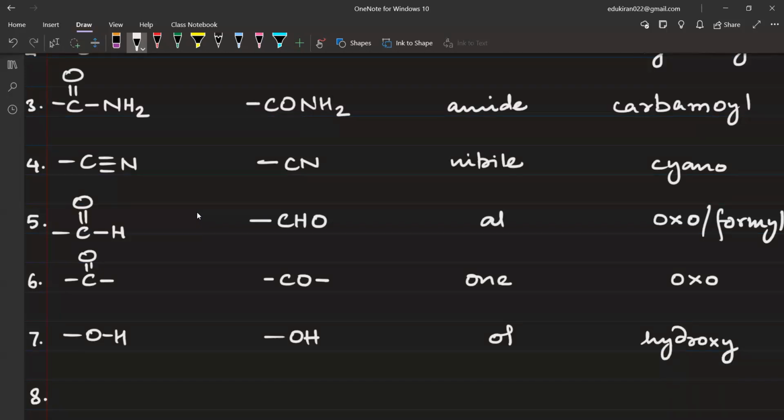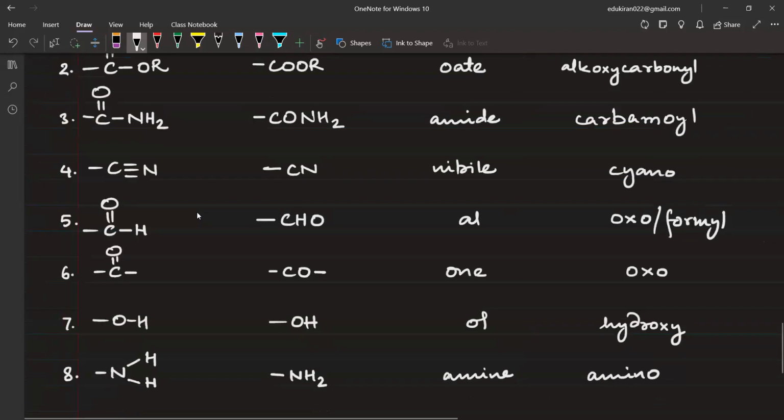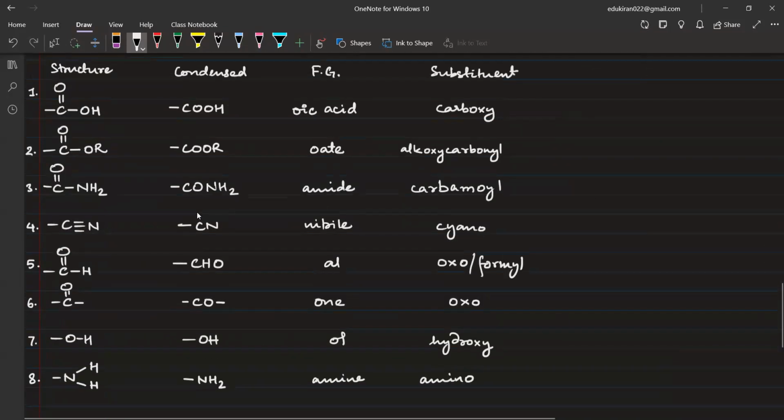Similarly, in the eighth one, it is going to be NH2, this nitrogen with 2 hydrogen atoms attached to it. This will be NH2. This is amine. If it is acting as a substituent, it is going to be amino. Please write this down. Let me know once you're done.